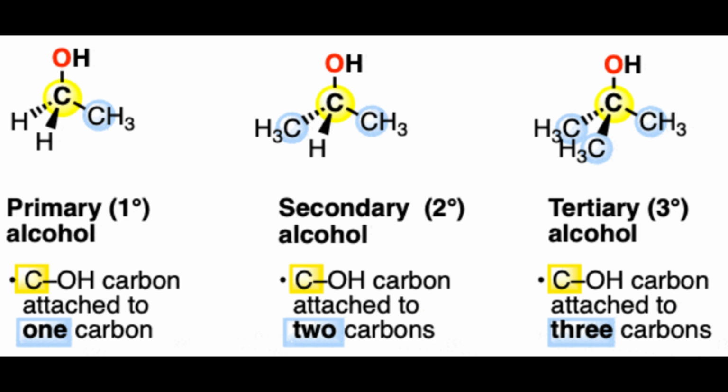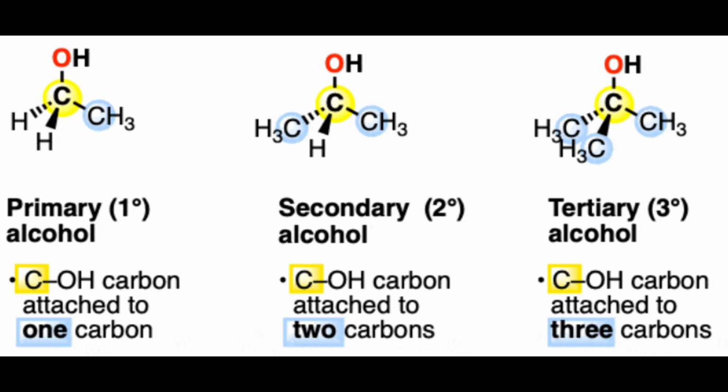In secondary alcohols, the carbon with the hydroxyl group is connected to two other carbon atoms. An example is isopropanol or propyl alcohol. Tertiary alcohols have the carbon bearing the hydroxyl group connected to three other carbon atoms. A common example is tert-butanol.